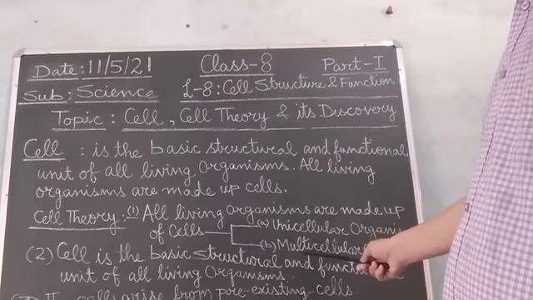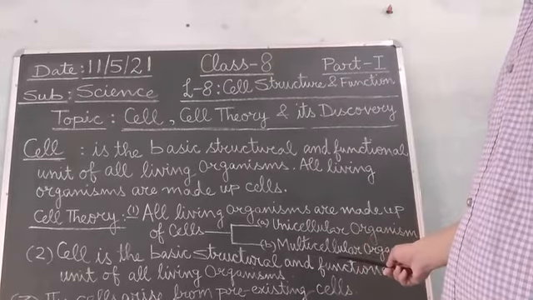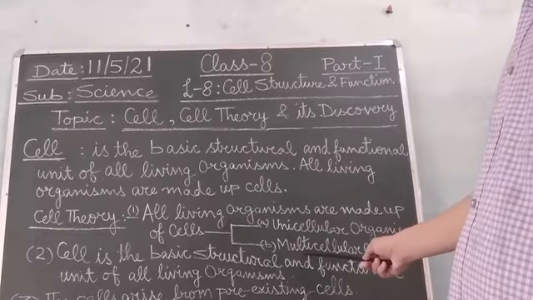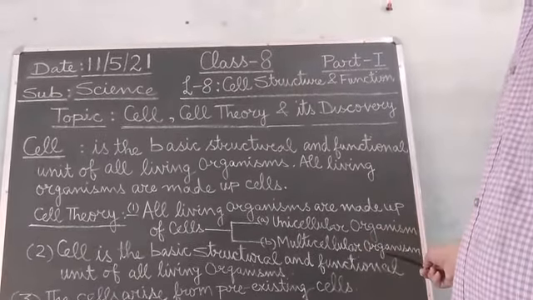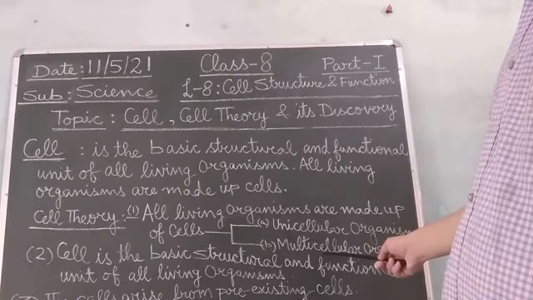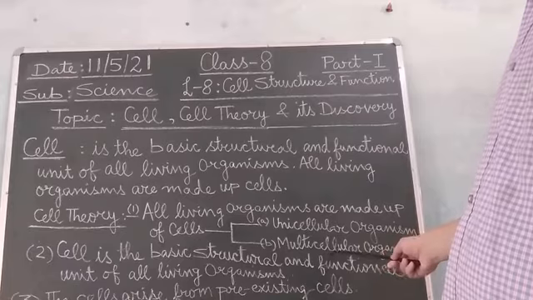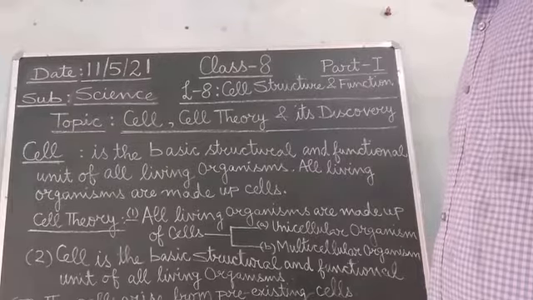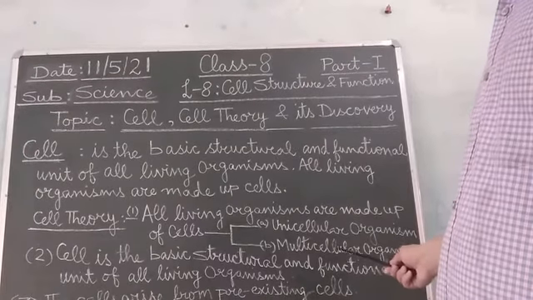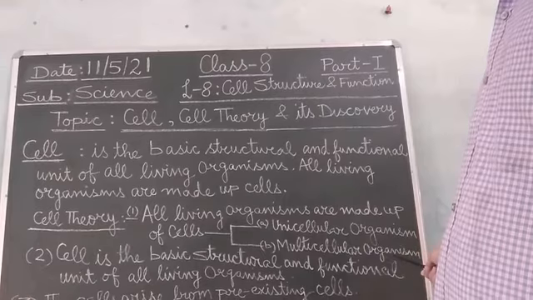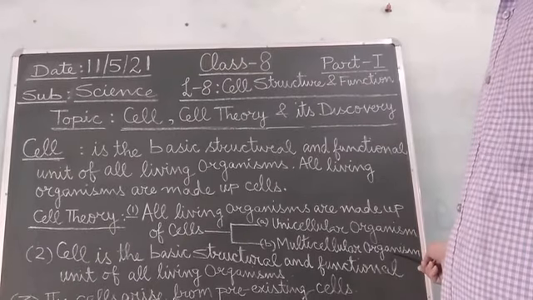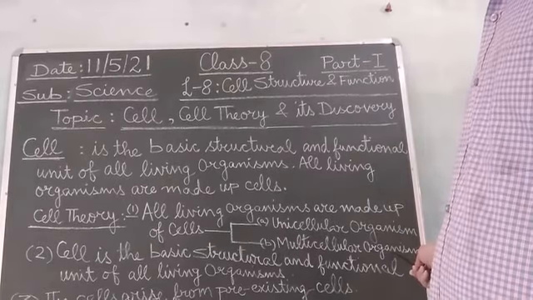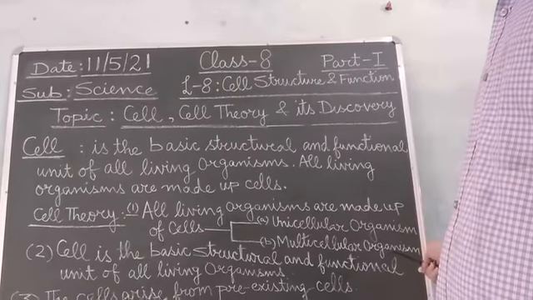Then the second category of living organisms, on the basis of the number of cells involved in the formation of their body, is the multicellular organisms. In this category, the body of the living organism is made up of several cells or many cells. That's why they are called multicellular organisms. For example, many plants, animals and even human beings, you all know, their bodies are made up of a large number of cells.